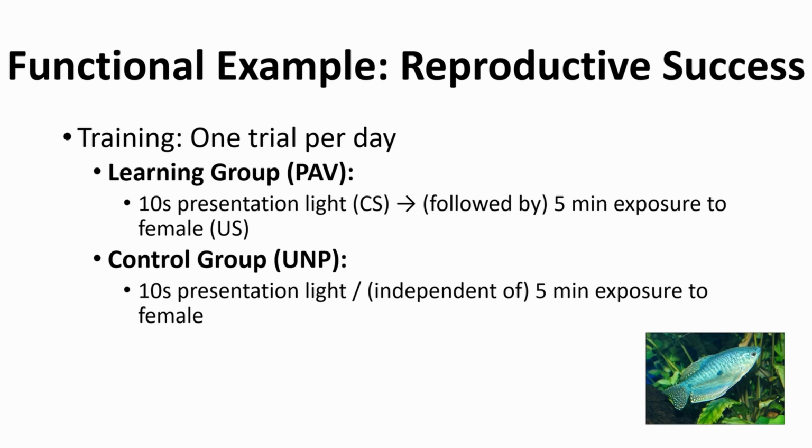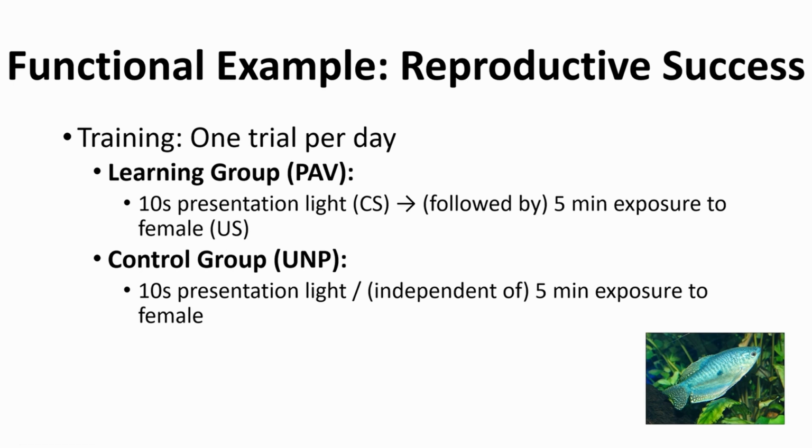So as with most of our classical conditioning experiments, everything starts with training. And so this training happened with one trial per day, where we have two separate groups. We have a learning group, and so this PAV just means that there's Pavlovian conditioning in this learning group, and then we have a control group where this is unpaired control. That's the UNP. And so what's happening is in our learning group, they learn an association between a previously neutral stimulus, a light that would be presented in their tanks, that's going to become our conditioned stimulus, followed by a 5-minute exposure to a female, and a female is the unconditioned stimulus.